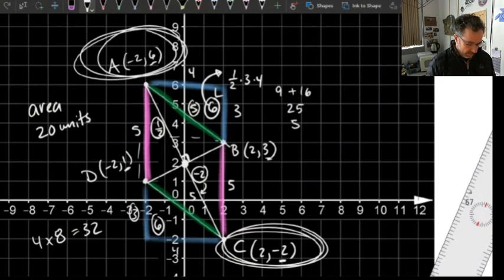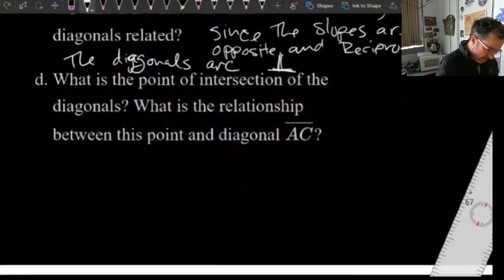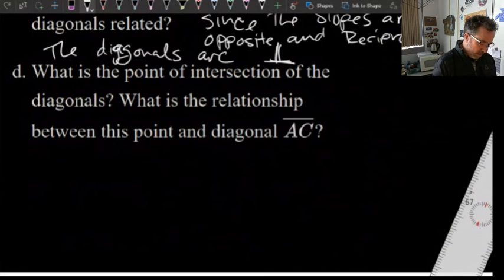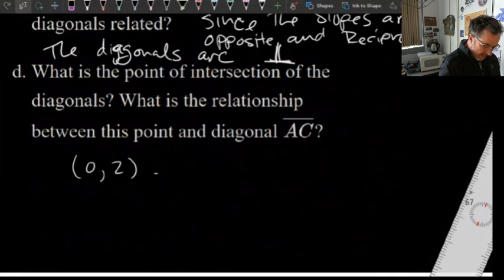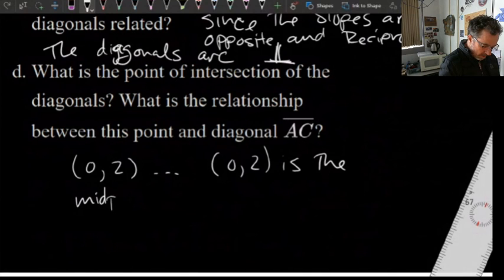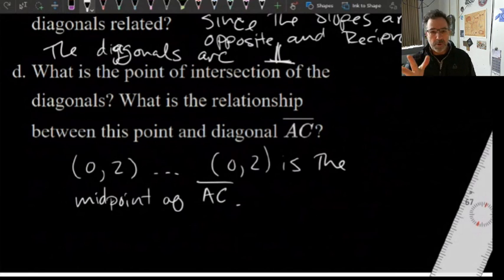Guess what? I'm just saying it for one of them because that's what they asked, but that diagonal is bisecting the other one, right? They're bisecting each other. They're meeting at the midpoints. So I'll just go and write this down. What is the relationship between this point and the diagonal? Well, what is the point of intersection of the diagonals? Okay, they meet at 0, 2. 0, 2 is the midpoint of segment AC. Beautiful. That's wonderful.